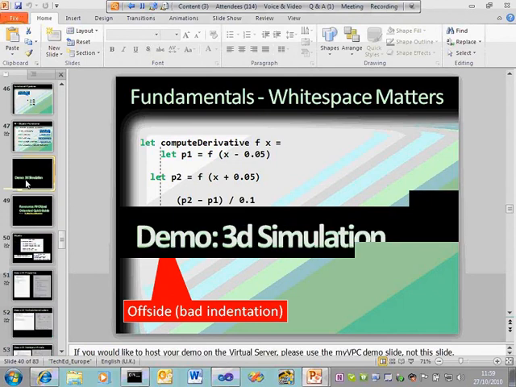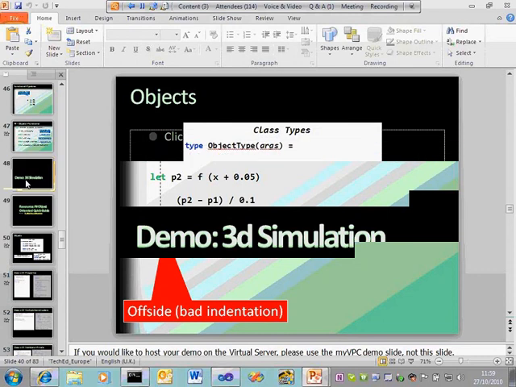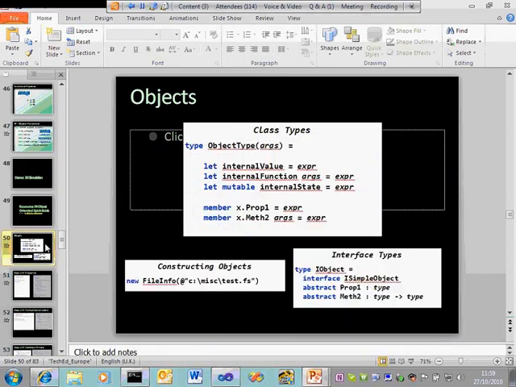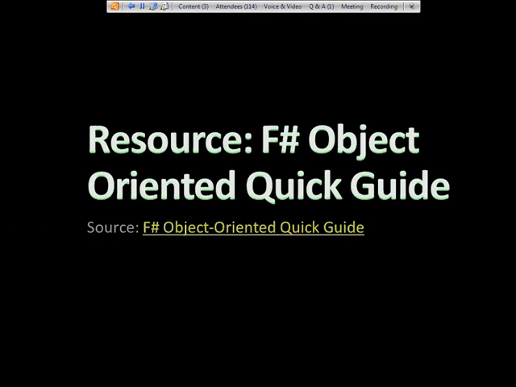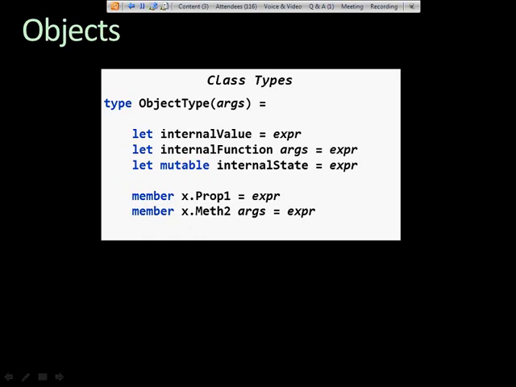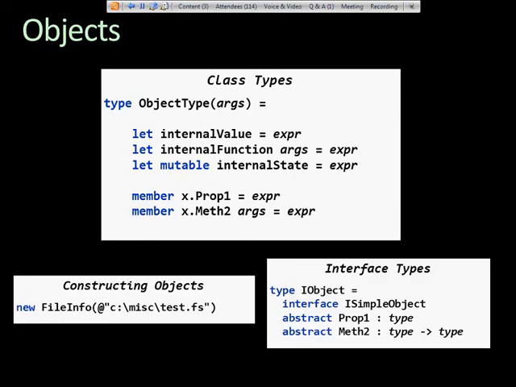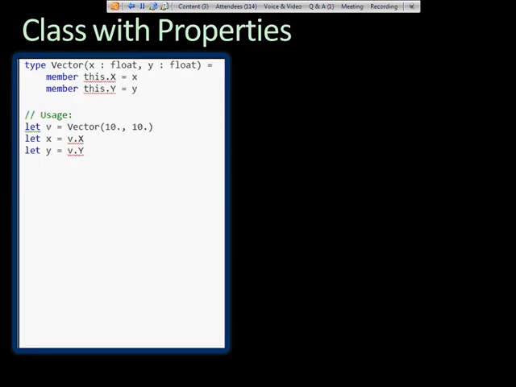I do want to point you, because I know we'll have a lot of C# programmers online today, to the F# Object-Oriented Quick Guide. Again, just search for this term. It's also one of the standard resources available from F#.net, the MSDN Developer Center for F#. This quick guide is nice because it gives you, first of all, the basics of how you do objects. This is the basic structure of a class definition in F#, and that's how you construct an object, and how you define an interface type down the right.